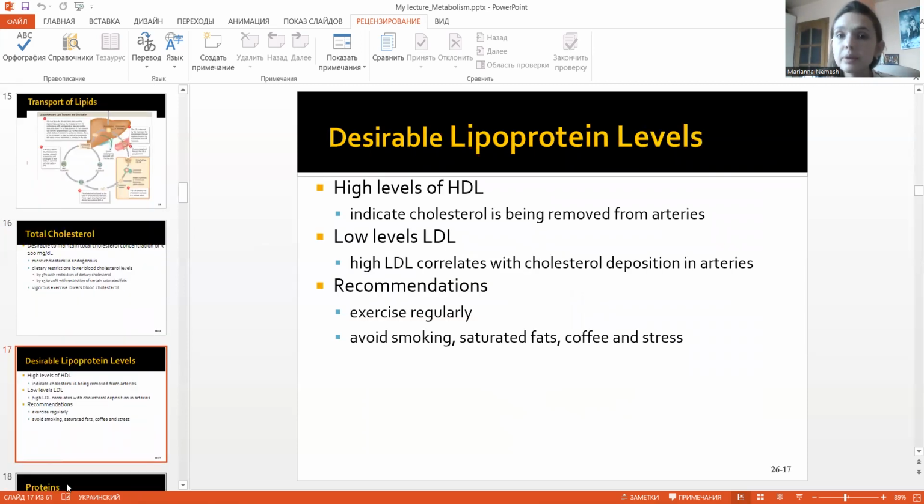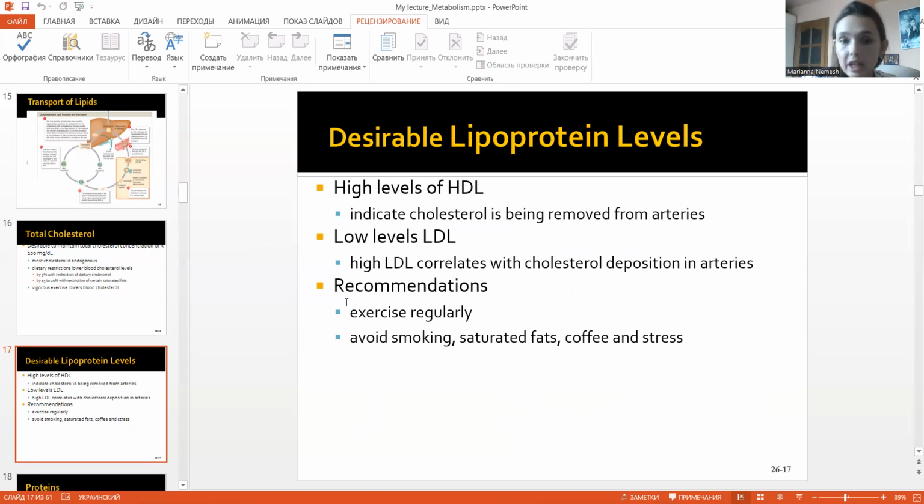So, desirable lipoprotein levels. A high level of high density lipids indicates cholesterol is being removed from the artery. So it's good, we could name high density lipids some kind of good cholesterol. Low levels of low density lipids, very important. If we have a high level of low density lipid in the blood, it will correlate with cholesterol deposition in the arteries, which further will lead to atherosclerosis.